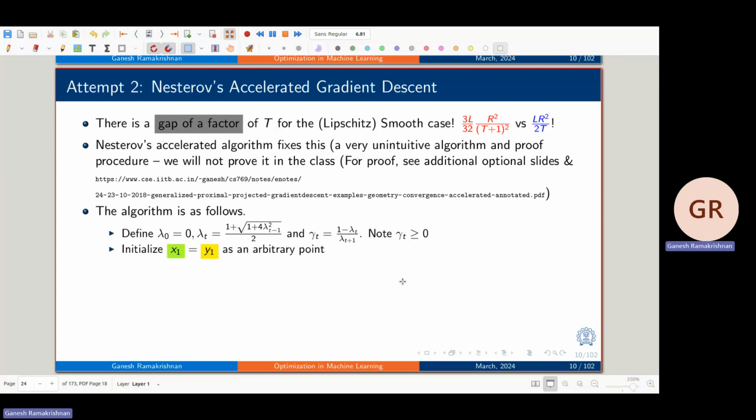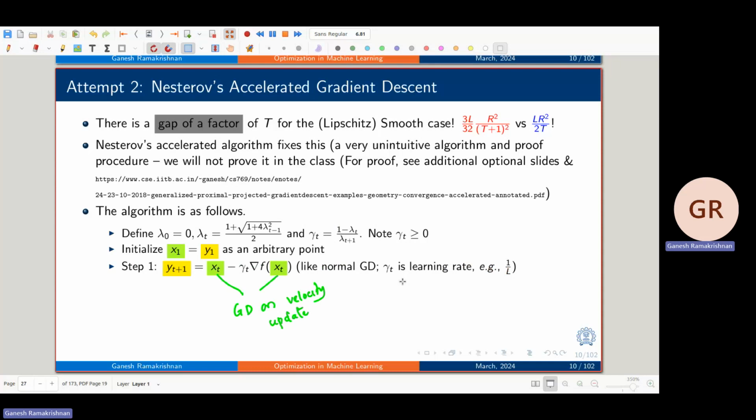This is the same logic. So x1 is y1, and there's no prior momentum, and then y t plus 1 is x t minus... So this is exactly the step I wrote here. y t plus 1 is x t minus gamma t, gradient of f of x t. The same gamma, the gamma that is updated there, but each gamma is updated in terms of the lambdas, and the lambdas are obtained from the previous lambdas.